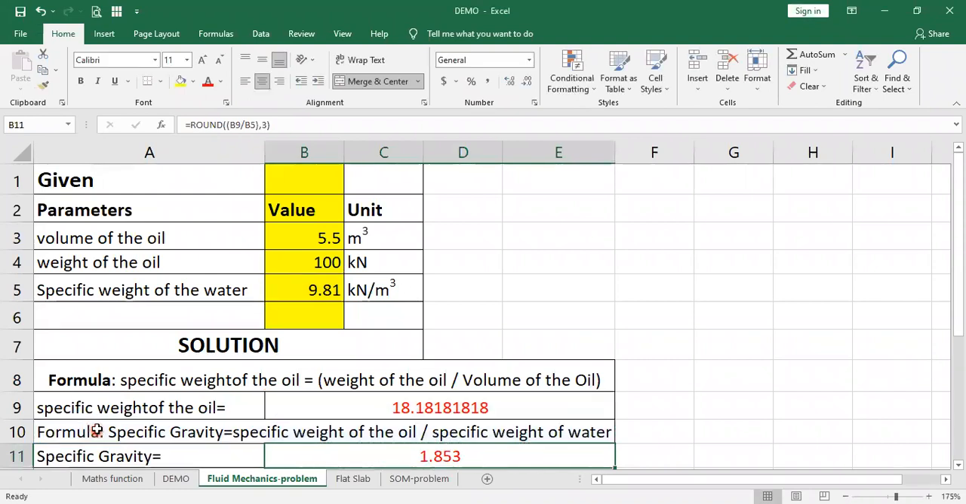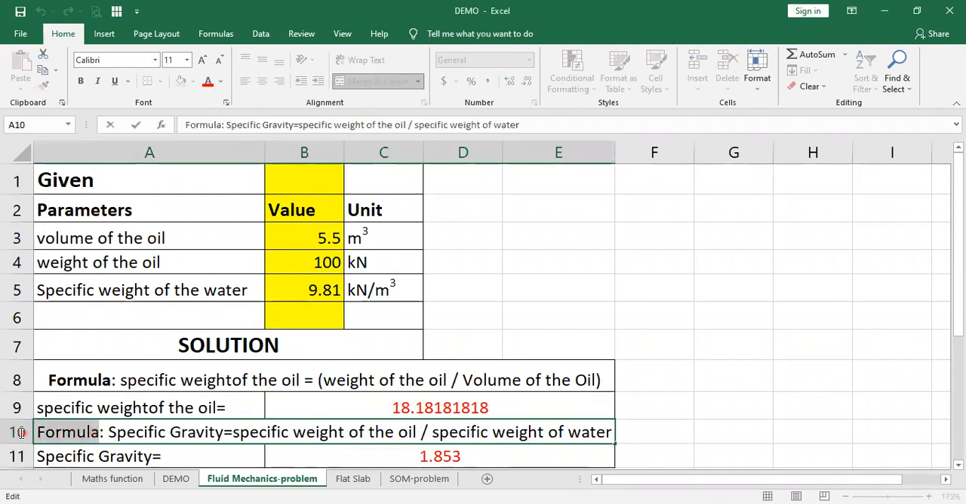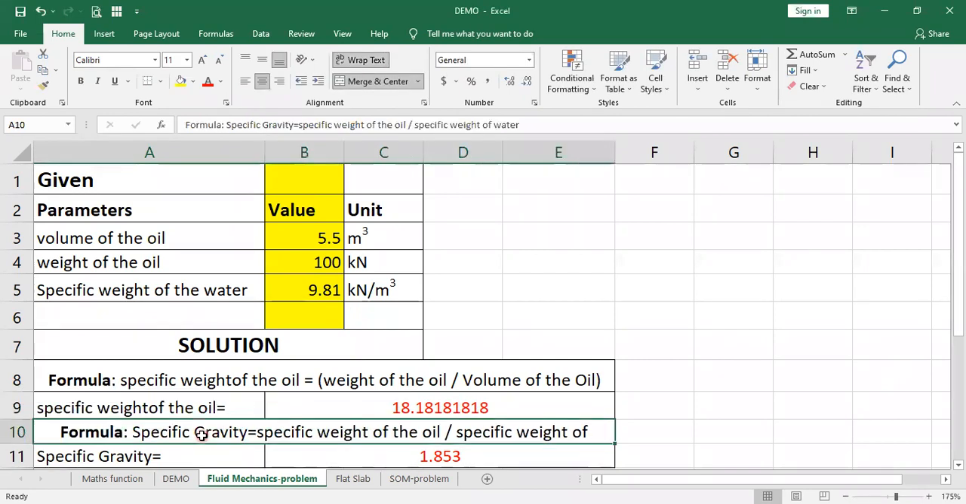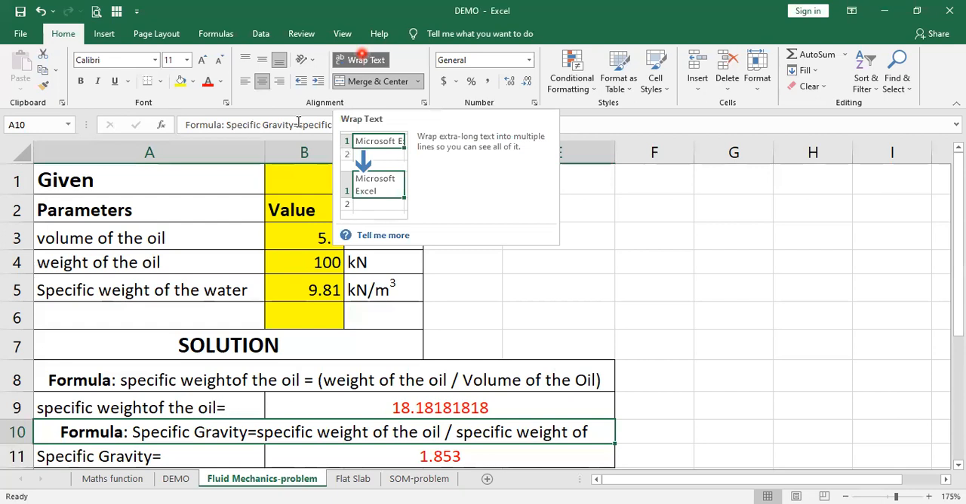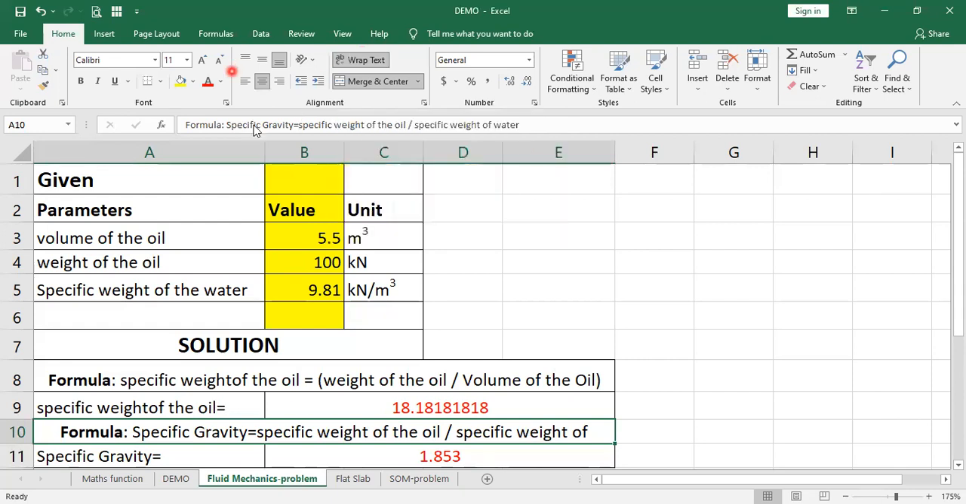You can simply click on here and make it bold. So that's the formula. I've used here the wrap text. I marked the wrap text as well as merge and center also. So wrap text and merge and center has been clicked for this formula. That's how you will get this.